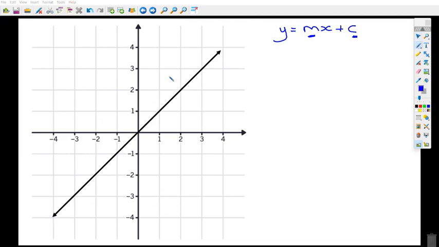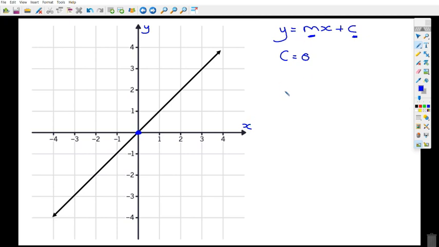So if I look at this, my c value is what? It's where this line cuts the y-axis. So this is my y-axis, this is my x-axis. So where does it cut my y-axis? It cuts it there. And what is that special point over there? That is my origin, and that value there is 0. So I know that my c value is 0.